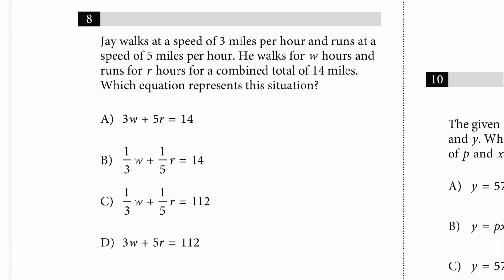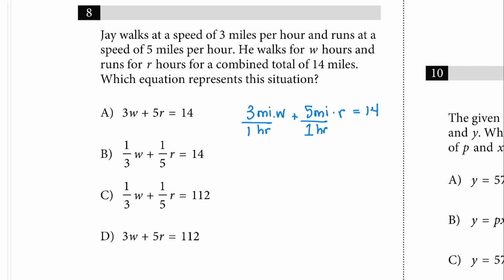Jay walks at a speed of 3 miles per hour and runs at a speed of 5 miles per hour. He walks for W hours and runs for R hours for a combined total of 14 miles. Which equation represents this situation? The way that I see this is that you would write it as a rate, 3 miles per hour, times the number of hours that he walks. And then you have 5 miles per hour times the number of hours that he runs. And that's going to give you a total of 14. So our answer is actually A.